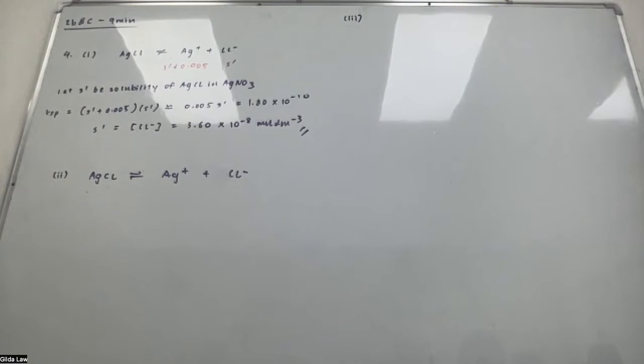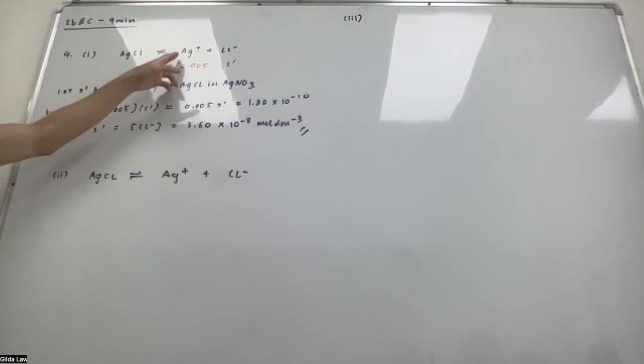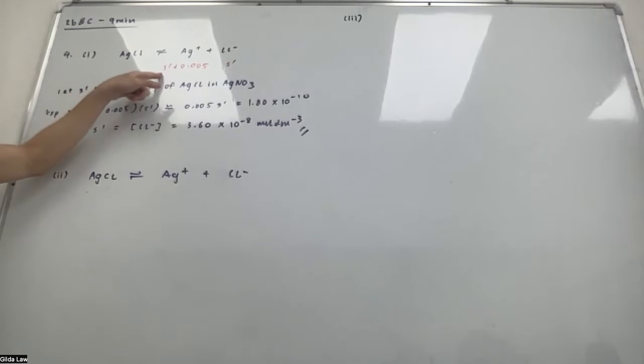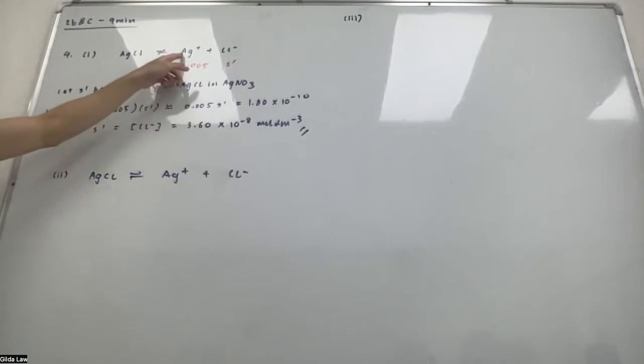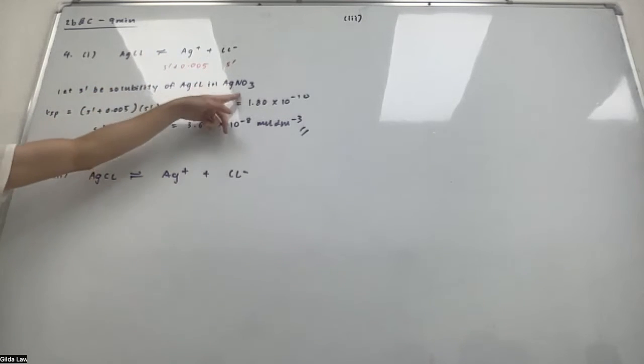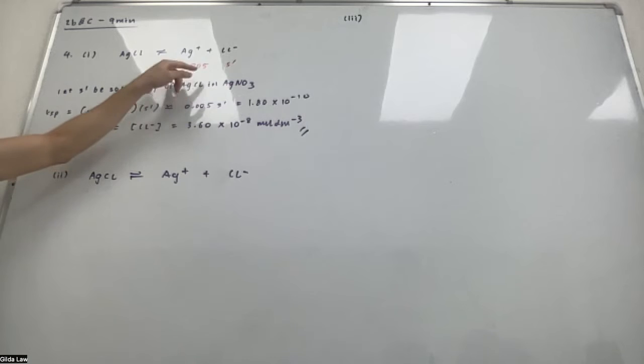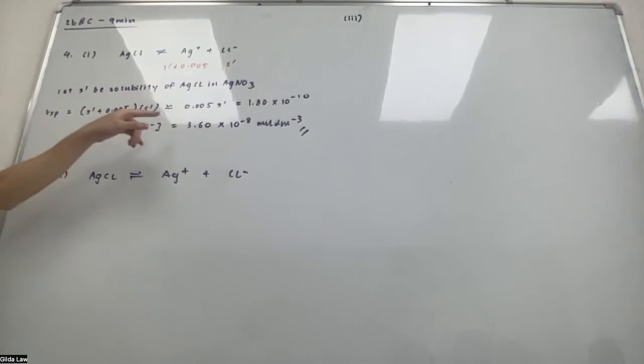Ag plus now has two sources. Ag plus can come from AgCl, which is represented by S prime, and Ag plus can also come from AgNO3, which is 0.005. You must sub all these into your Ksp, and then just assume your S prime away, so you don't get a quadratic expression. Okay, then that's your concentration.